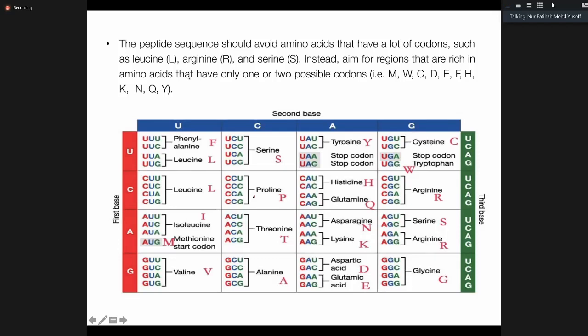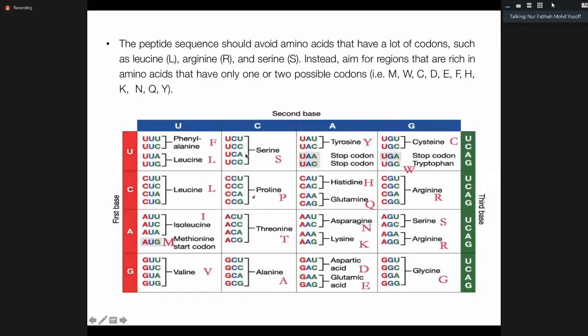Okay, so if you look at here, the peptide sequence should avoid amino acids that have a lot of codons, such as leucine. So here, leucine is derived from 4 codons. And then arginine. So you want to avoid this as well. Arginine comes from 4 plus 2, 6 codons. And then serine, 1, 2, and also another 4.